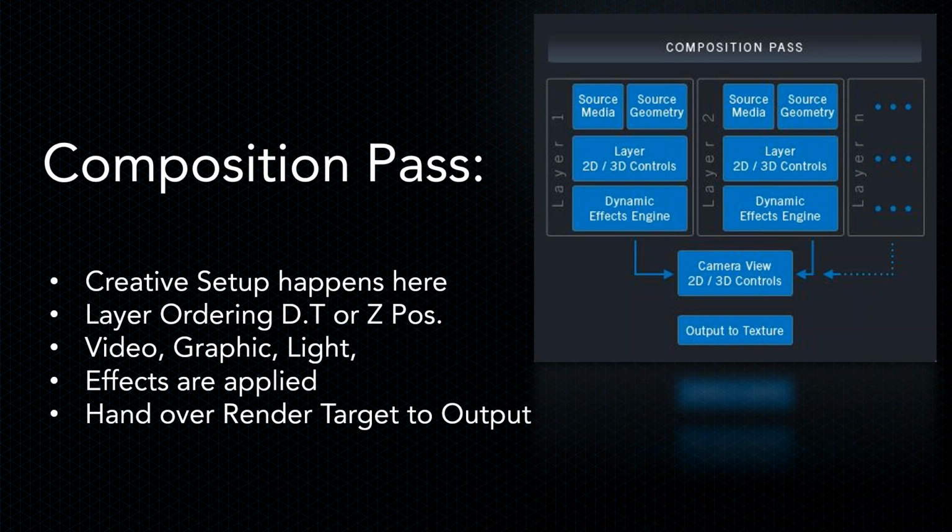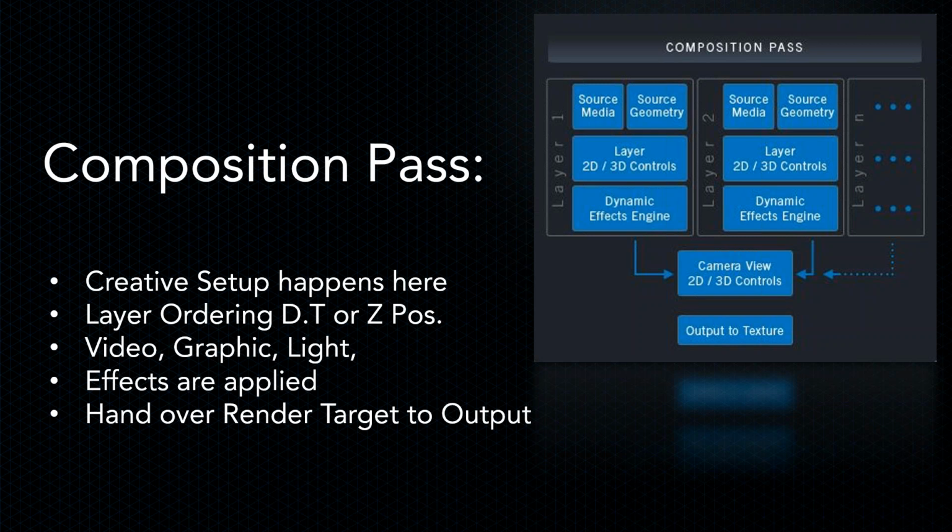Then we have our different layer types: the video layers, the graphic layers. You can add light layers. You can add a particle system layer. So you can add all of these different elements in our composition pass, that we can then create stuff with in our sequences. Then we look at these with our cameras, and our cameras take this render target and hand it over to our output pass.